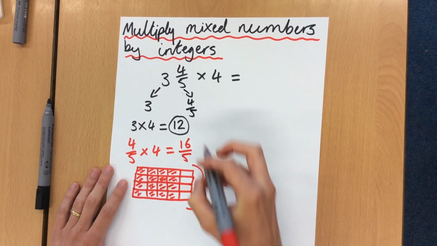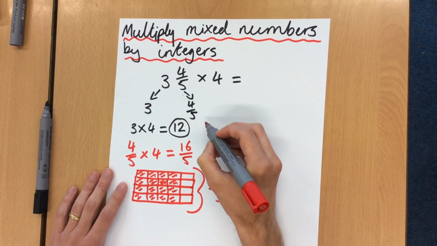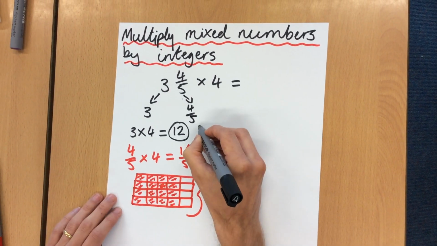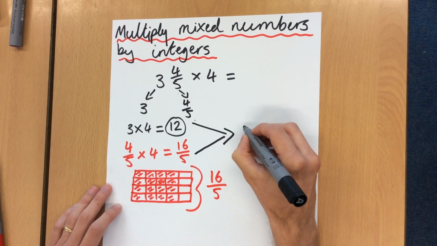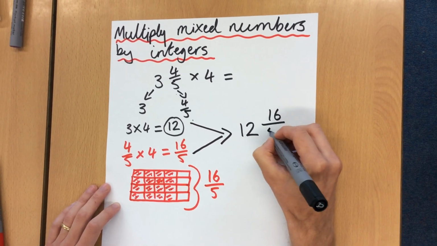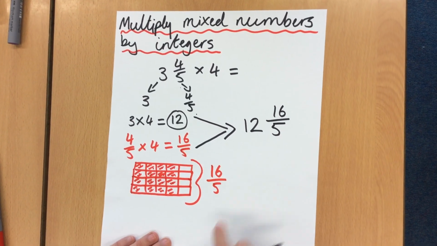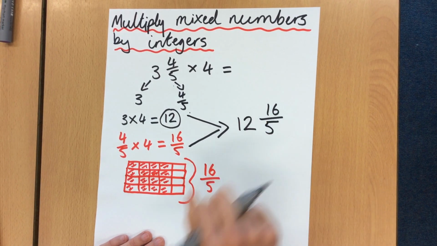16/5. Now, with my whole number and my fraction, I'm going to bring these together. So I'm going to put an arrow here, an arrow there. And it's going to give me an answer of 12 wholes and 16/5. This is an answer, but we're only halfway really.